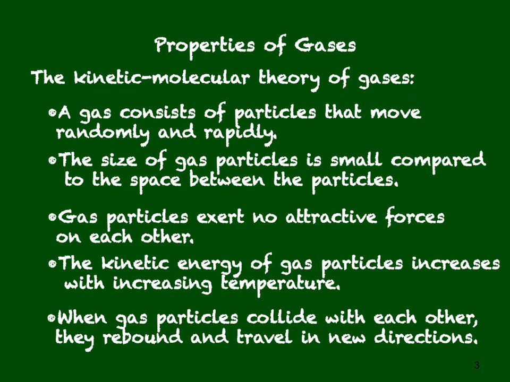The kinetic molecular theory of gases. And here are the main tenets of the kinetic molecular theory. Gases consist of small particles that move in random, rapid motion. They're always constantly moving quite fast and quite randomly. The size of the gas particles is going to be small compared to the distance between the particles. That distance between the particles is quite large. This explains why gases are compressible.